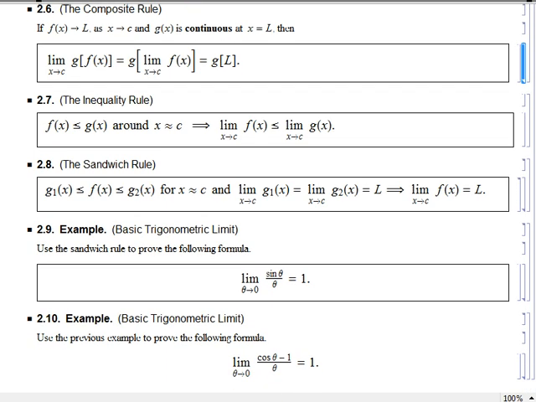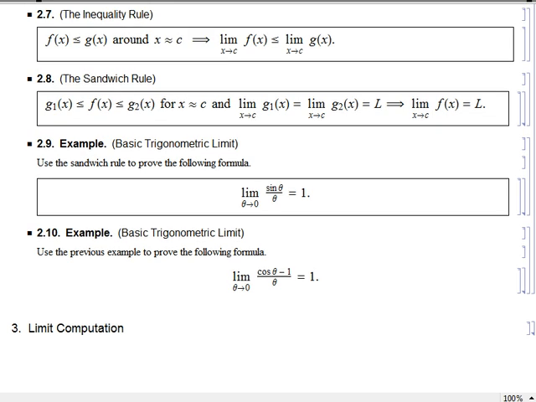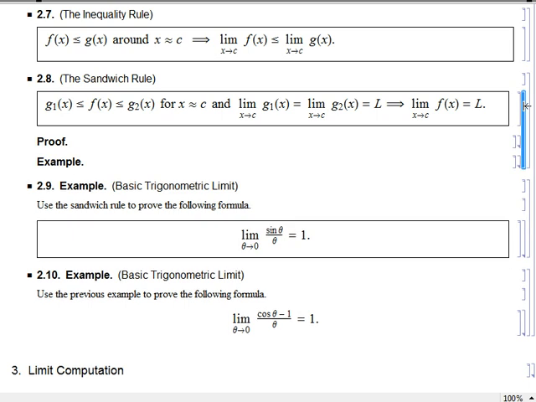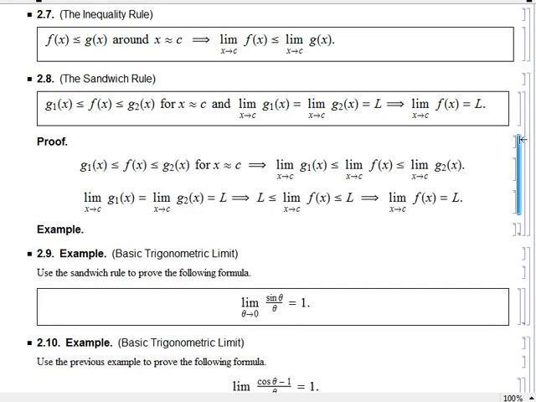The sandwich rule, on the other hand, requires a little bit more thinking, and this is an application of this inequality rule here. If f is greater than or equal to g1 but less than or equal to g2, and g1 and g2 give you the same limit, then f is squeezed by these two and generates the same limit value. The proof is very, very simple. All we have to do is apply this inequality rule 2.7 twice.